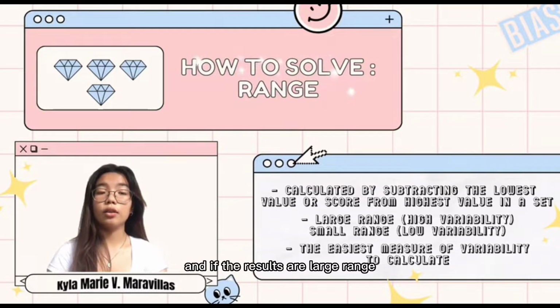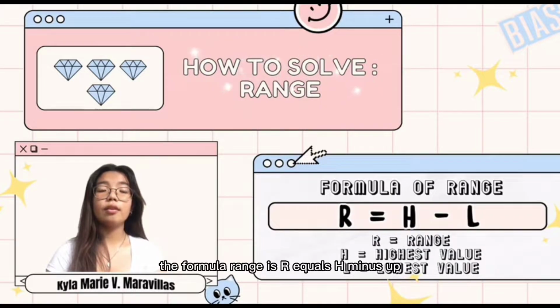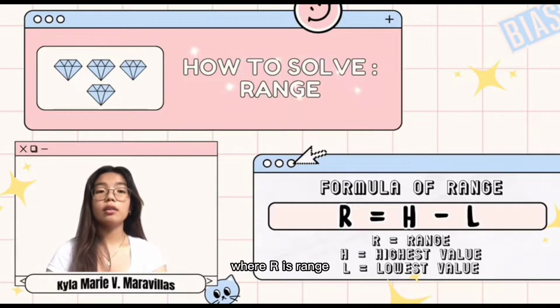If the result is a large range, it means high variability, since a small range means low variability in a distribution. The formula of range is R equals H minus L, where R is range, H is the highest value, and L is the lowest value.